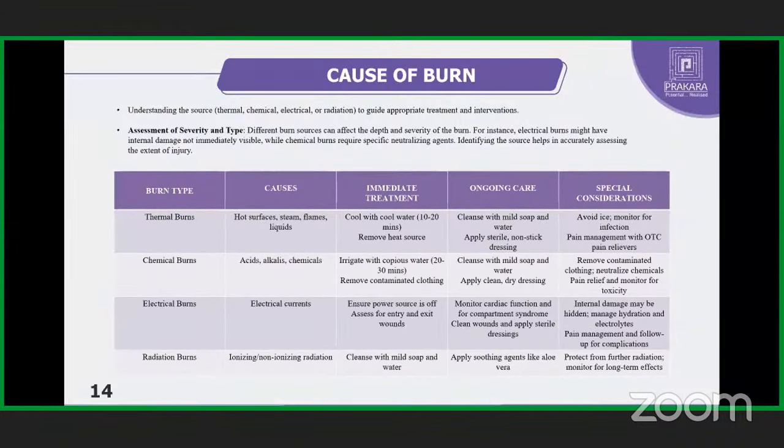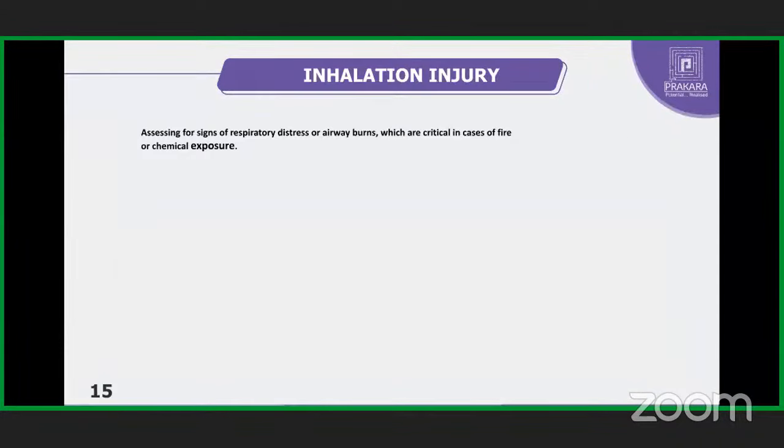So this is all about causes of burn. Next, inhalation injury. Inhalation injury is one more type of burn injury where there is inhalation of poisonous and harmful gases, and that inhalation causes injury to the respiratory system. Assess for signs of respiratory distress or airway burns, which are critical in cases of fire or chemical exposure. Due to inhalation injury, there is injury to the nasopharynx and oropharynx, mainly the pharynx, and then injury to the trachea, and deep injury will cause injury to the lungs.